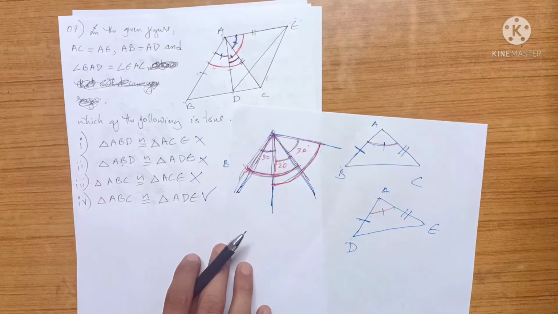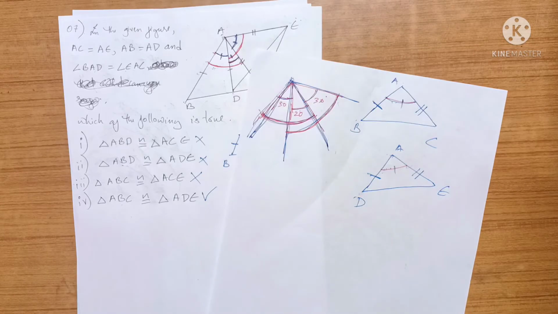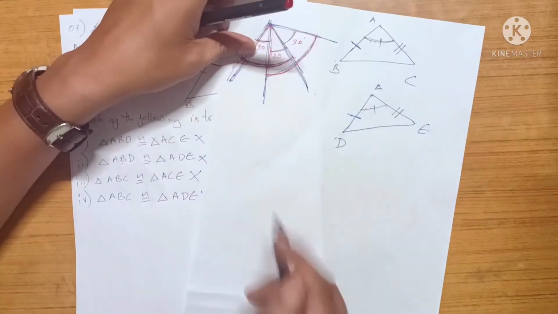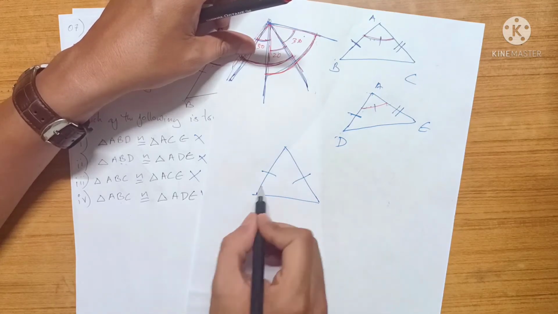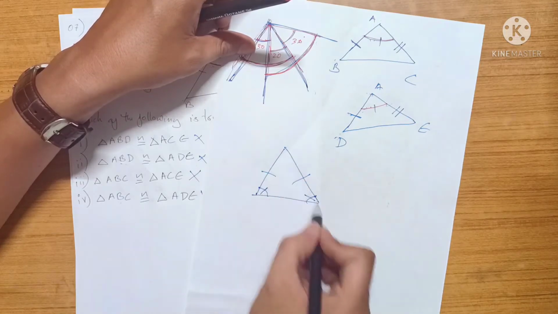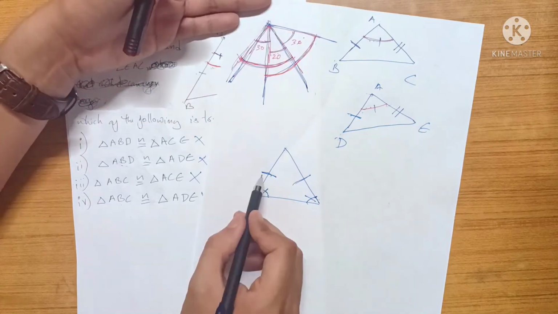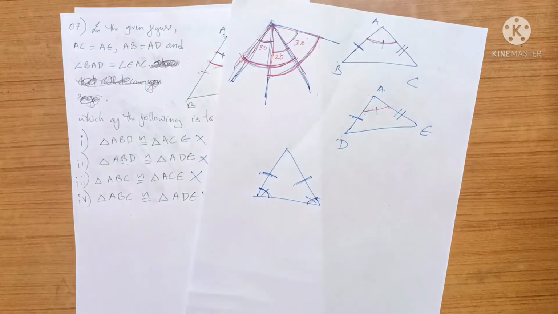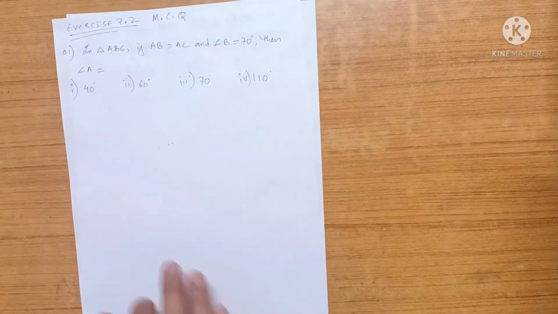So let's start this thing. Exercise 7.2, it's not that much of a difference from 7.1. The only thing you have to know is isosceles triangles. Isosceles triangle means if in a triangle two sides are equal, then the angles opposite the equal sides are also equal. So these two sides are equal and the angles at the corners of the equal sides are also equal. Okay, that's an isosceles triangle. If you know that property, then it's more than enough.